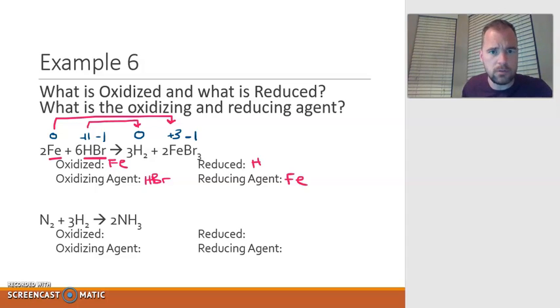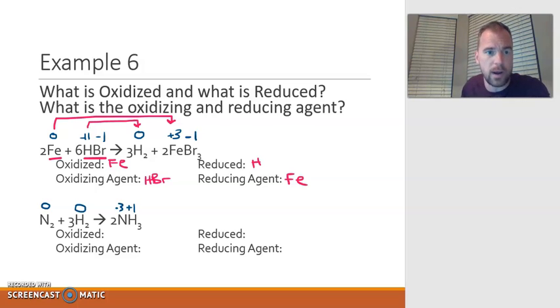Let's do one more example. Let's look at the second one. First, we need to assign oxidation numbers to everything so we can figure out what's oxidized and reduced. Nitrogen is an element by itself. It's diatomic, but it's still just a neutral element, so it's going to be 0. Same thing with hydrogen. It's a neutral element, so it's also going to be 0. On the right side, the product is NH3. We do know a rule for hydrogen, and hydrogen is always +1, except in metal hydride examples. So it's +1. And if I do a little bit of math to figure out the oxidation number for nitrogen, nitrogen is -3.